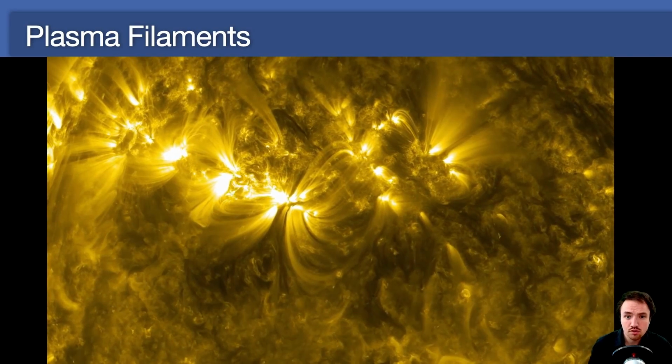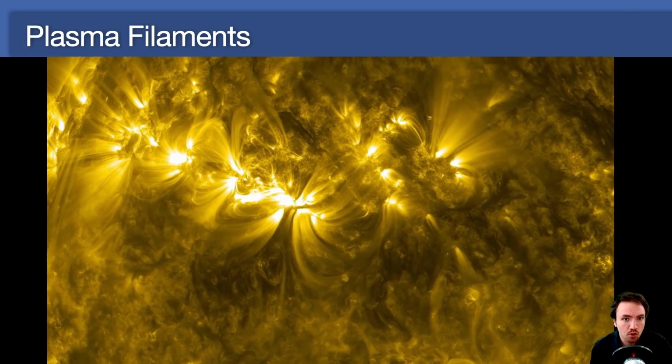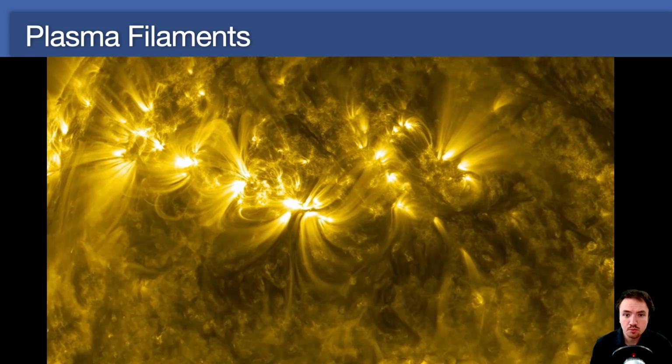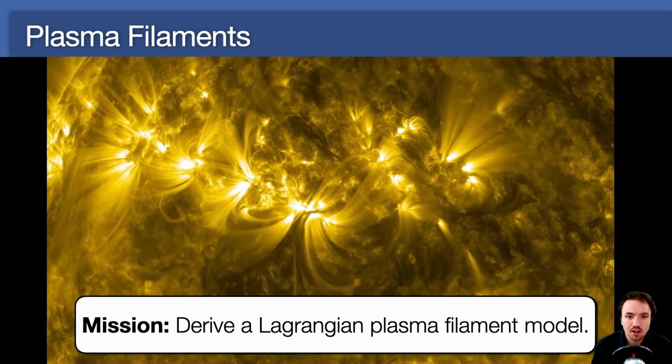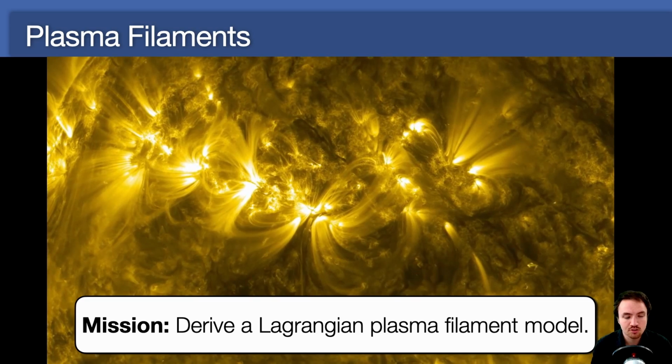A closer look reveals the fibrous nature of these filaments. It is thus natural to want to find a description that relates to this structure. Thus, we depart on a mission to derive a Lagrangian plasma filament model that we can then use to create images like these.